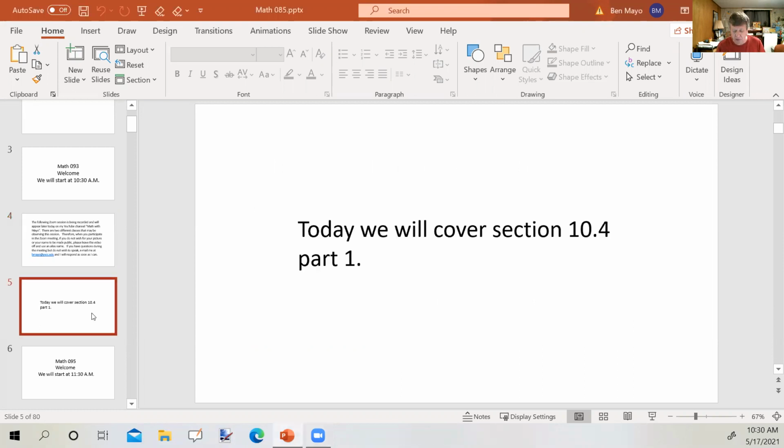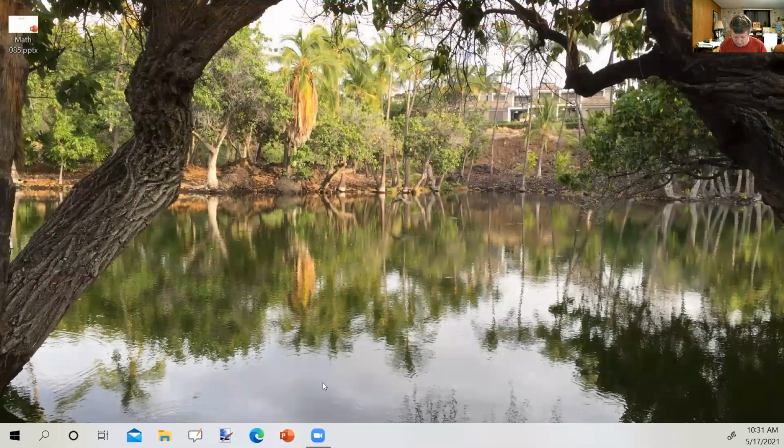All right, so today we're going to go on to section 10.4, part 1, which involves graphing second degree or quadratic equations. So let's get started here, and we're going to switch screens, hopefully successfully. We shall see what happens.